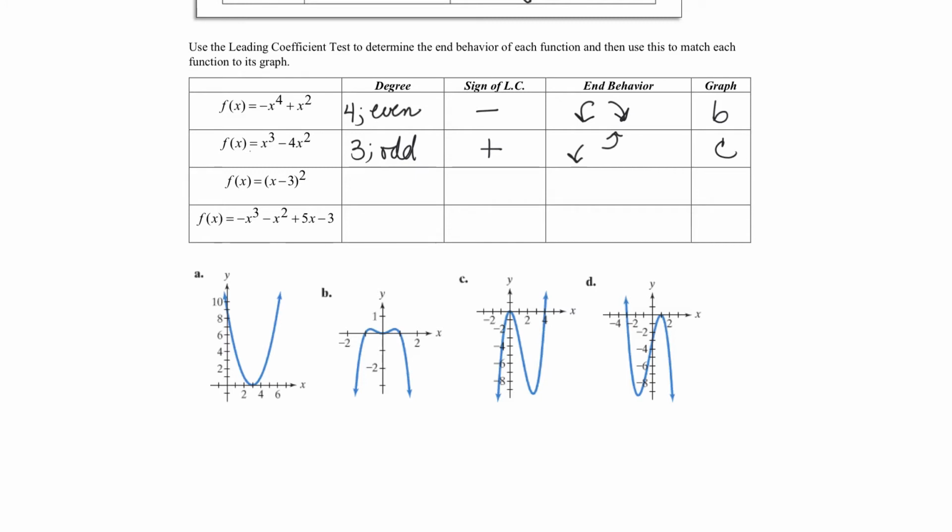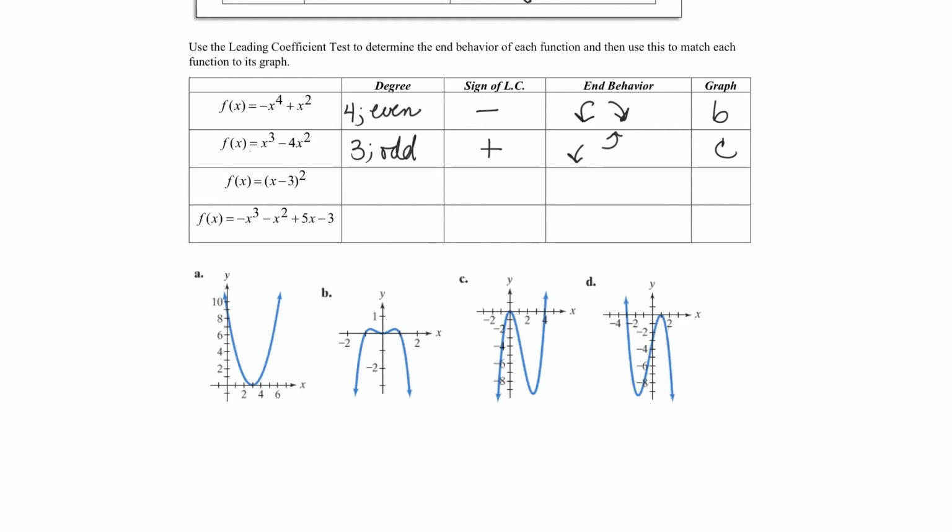All we care about at this point is what is the end behavior. We're going to worry about this in between stuff on the next slide. But right now what we're concerned with is what is its behavior in the end. Falling left, falling right, that was graph B. Falling left, rising right, graph C. Odd with a positive leading coefficient.